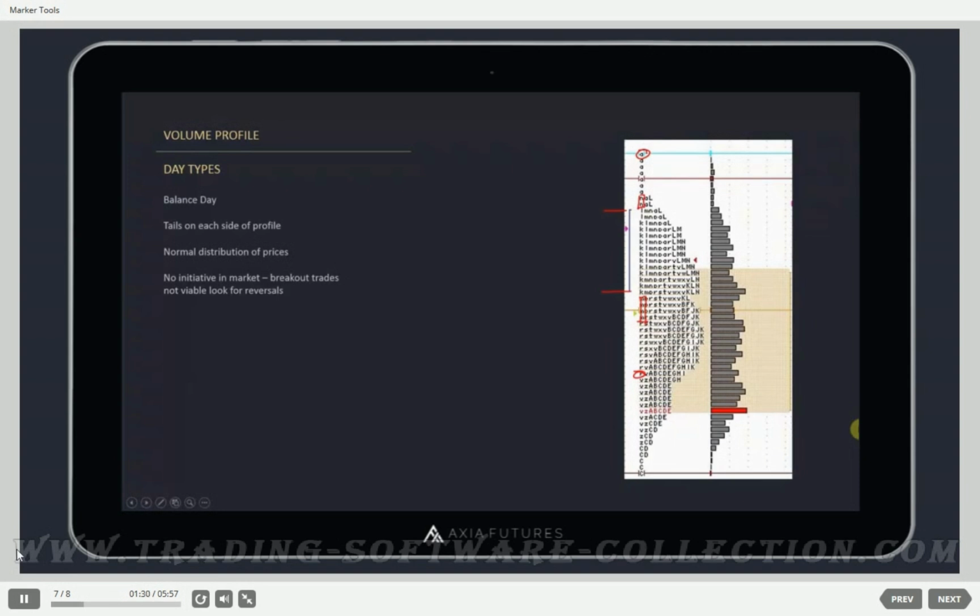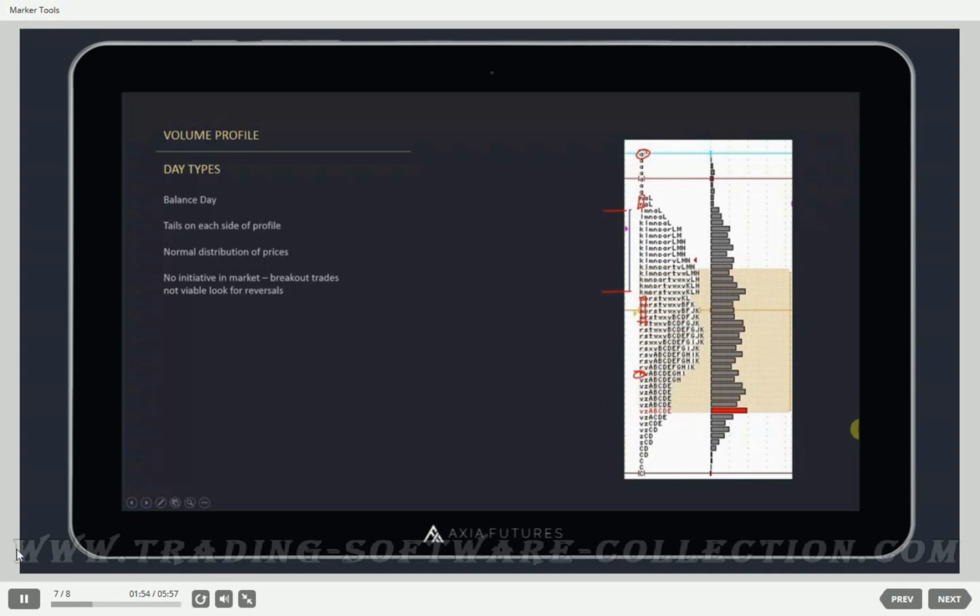Balance days are quite common. The market, as I say, shifts from imbalanced to balanced. The majority of the time, the market is not trending in a proper trend type day. You do see a lot of balance days. So getting used to spotting them early and then changing your strategy accordingly is very important. But ultimately, that is what you're going to see on a balance day.